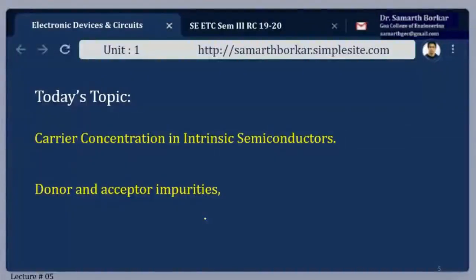Carrier concentration in intrinsic semiconductors, and then donor and acceptor is a part of extrinsic semiconductors. So the second part, this topic can also be referred to as carrier concentration in extrinsic semiconductors.